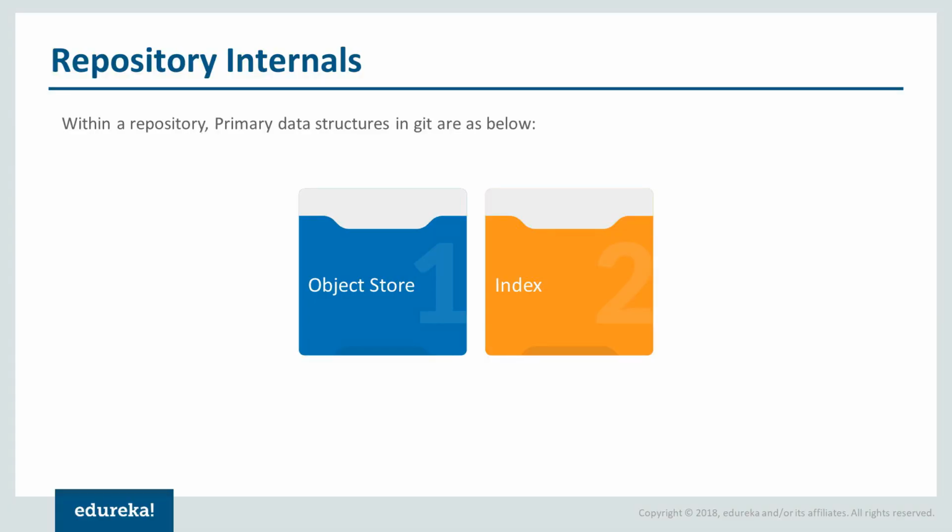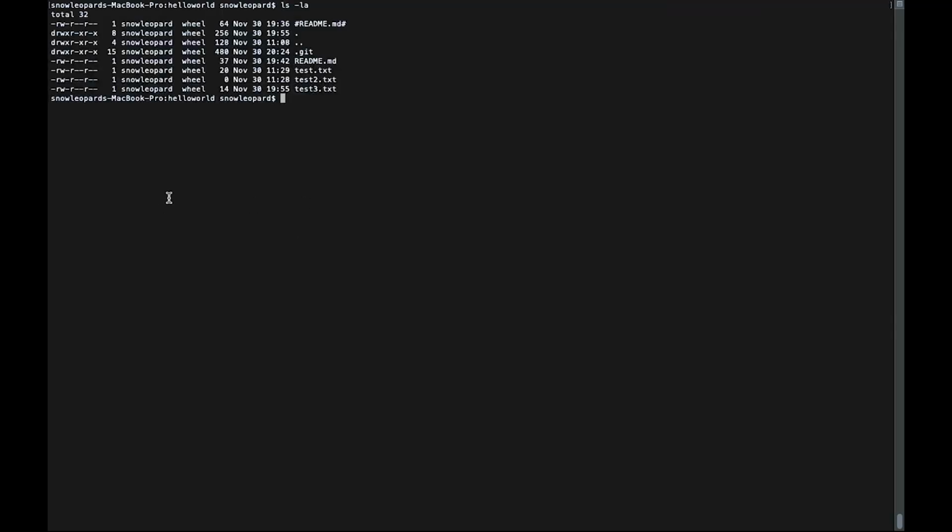Now within a repository, Git maintains two primary data structures, the object store and the index. All of this repository data is stored at the root of your working directory in a hidden subdirectory named .git, which is the same that we saw in our project, which is this directory we're talking about, .git.